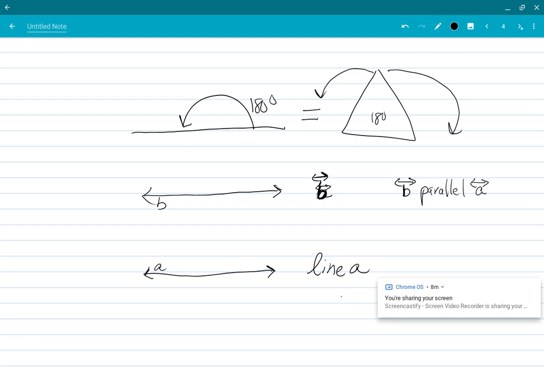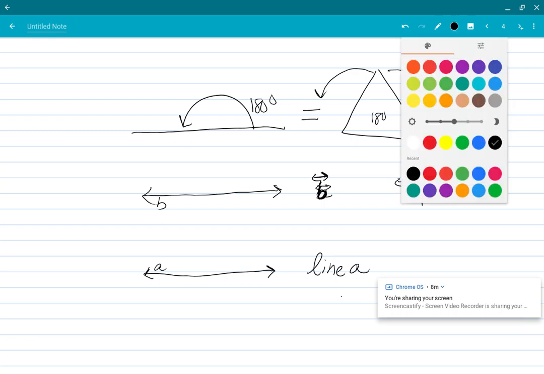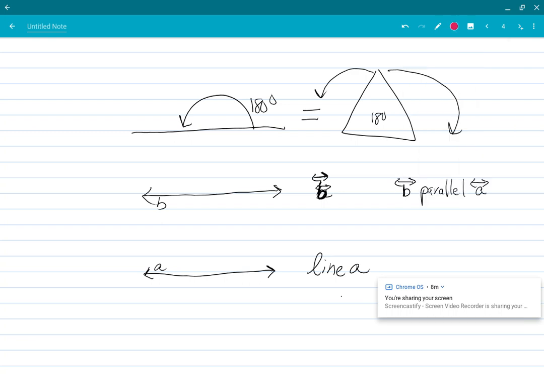Now, I used to struggle with spelling the word parallel. I didn't know there were two R's and two L's until I realized two L's look like two parallel lines. After that I was like, oh, now I know. Two L's, right? And how would you write this in Mathanese? You would write line B is parallel to line A.